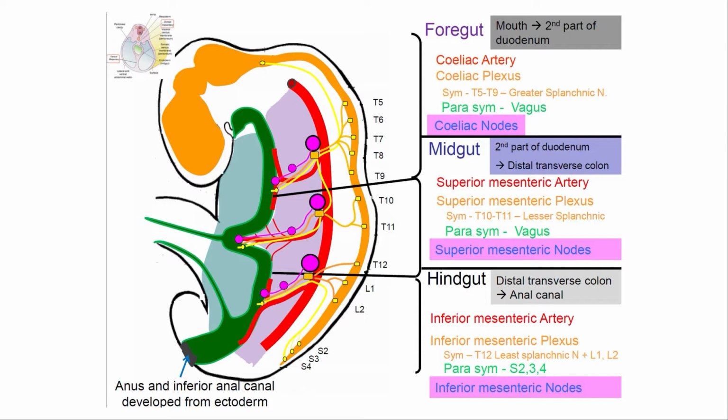plexus. So sympathetic innervation, which typically carries pain, will be in the T10 to T11 area, which lines up really well with where the pain goes to when it becomes somatic appendix pain. So that's the basics that you need to take away from embryology.